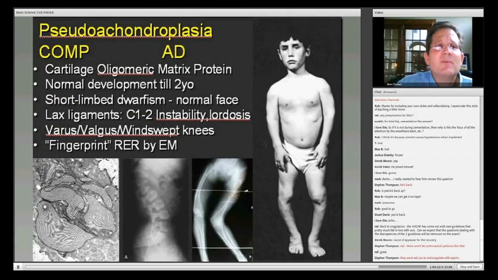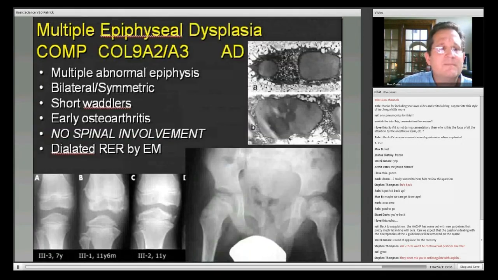So this is an example of a patient who has a cartilage oligomeric matrix protein problem. It's a structural type of gene, and so it's autosomal dominant. They usually develop normally until about 2, but then they develop a short-limbed dwarfism with a normal face, but they have problems in their spine, both their cervical spine and lordosis. They also get goofy-looking legs where they're bow-legged or have windswept knees. And another interesting thing that they could throw on the test is these fingerprint rough endoplasmic reticulum by electron micrograph. You can see those are kind of fancy-looking rough ER.